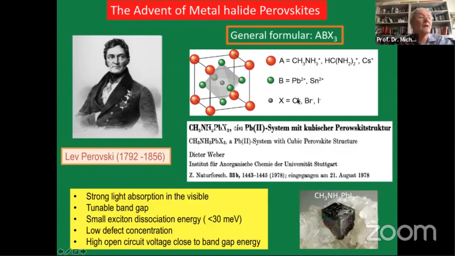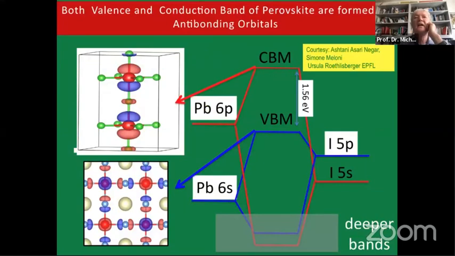There's a rule called the Goldschmidt tolerance factor, and that has to have certain values. I'll show you a slide in a minute. So lots of interesting properties, and it's amazing that they really only came out through the work of Tsutomu Miyasaka, who used those nanoparticles of perovskite in a dye-sensitized device, the first time in 2009.